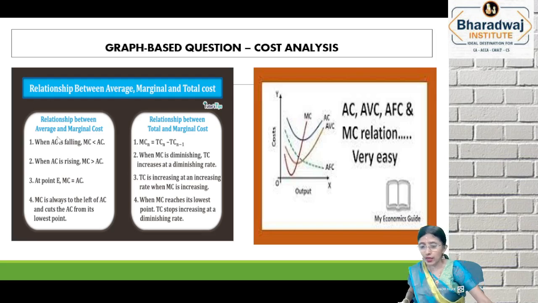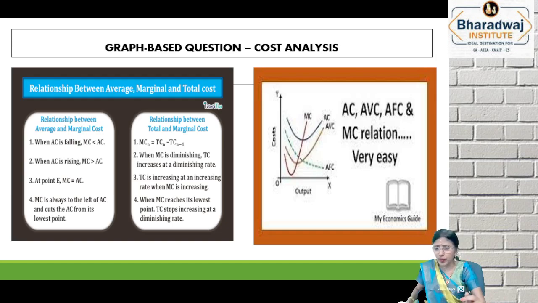Remember that. Now, regarding the relationship between AC and MC, when AC is falling, MC definitely ought to be below AC. When AC is rising, MC will be greater than AC. And when AC remains constant, MC is equal to AC. Please remember, the MC curve is always to the left of the AC curve, as is known from the graph itself. It passes through the minimum point. MC curve cuts the AC curve at its minimum point. So that is the main thing here.